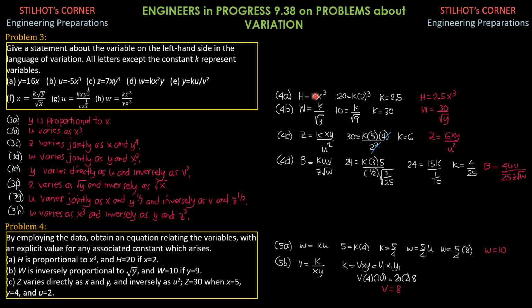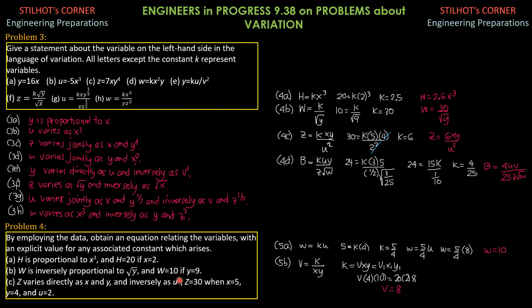Then let's evaluate the constant. H is 20 if x is 2. So 20 equals k times 2 cubed. So k is 2.5. Therefore, the equation is H equals 2.5 x cubed. For part B, W is inversely proportional to the square root of y. So W equals a constant of proportionality over the square root of y.